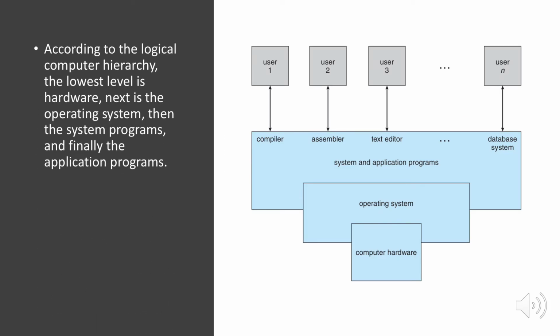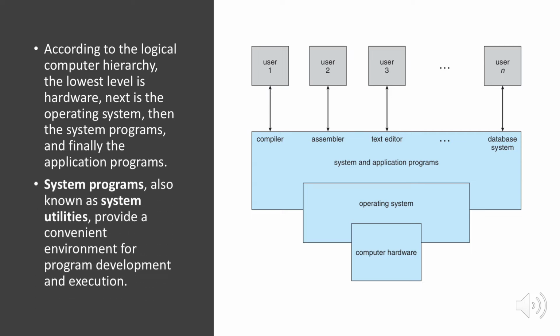As you can see in the image of the logical computer hierarchy, the lowest level is hardware. Next is the operating system, then the system programs, and finally the application programs. System programs, also known as system utilities, provide a convenient environment for program development and execution.